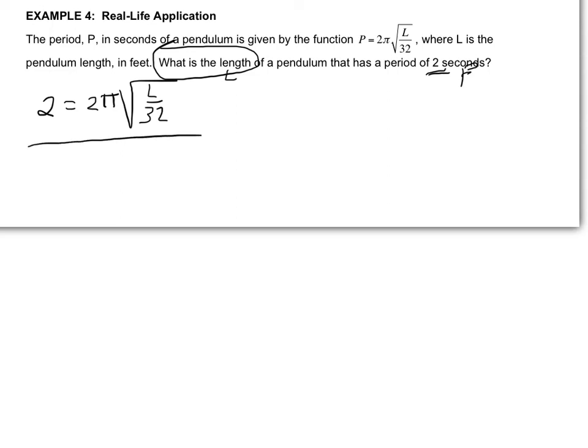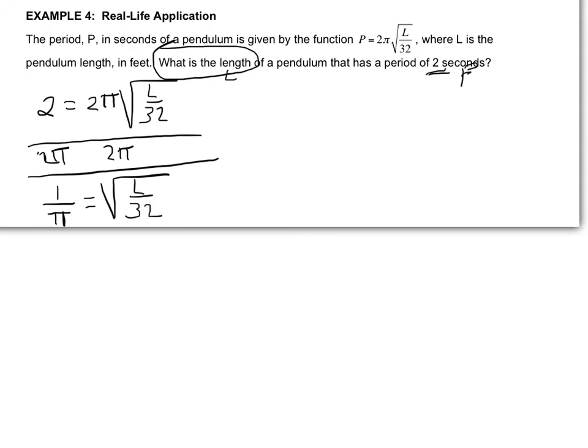So my first move is going to be the following. I want to get the radical by itself, so my very first move is to divide by 2 pi. And notice how I don't want to change this into 3.14 because it's just going to make a crazy decimal and make this kind of a mess. So when I divide 2 by 2 pi, that's going to give me 2 over 2 pi, which I can reduce to make 1 over pi, just to make it a little more simple. The 2 pi's cancel each other on the right-hand side and leave me with L over 32 under the radical sign.